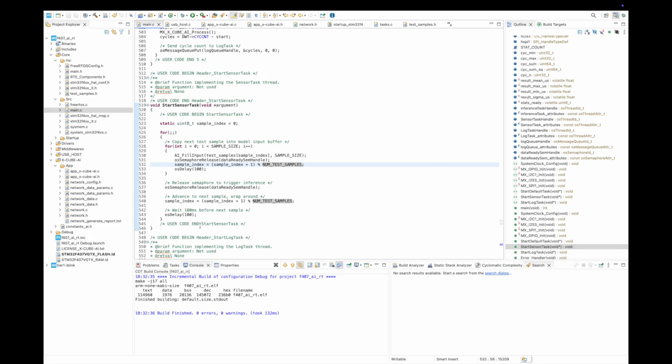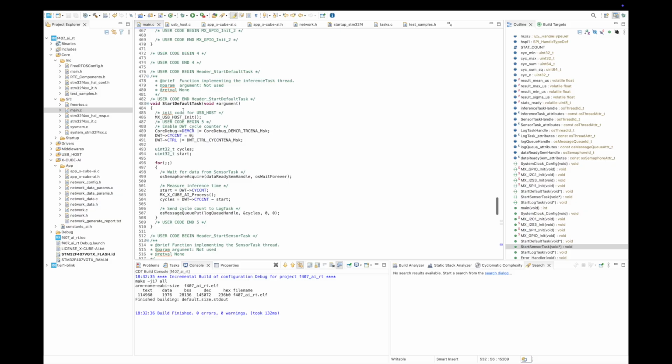The second task is the InferenceTask at normal priority. It waits for the sensor's binary semaphore, then runs one inference when data is ready. To measure the timing precisely, right before and right after the inference, it reads the hardware cycle counter. Then it sends the cycle count to the third task through a queue.